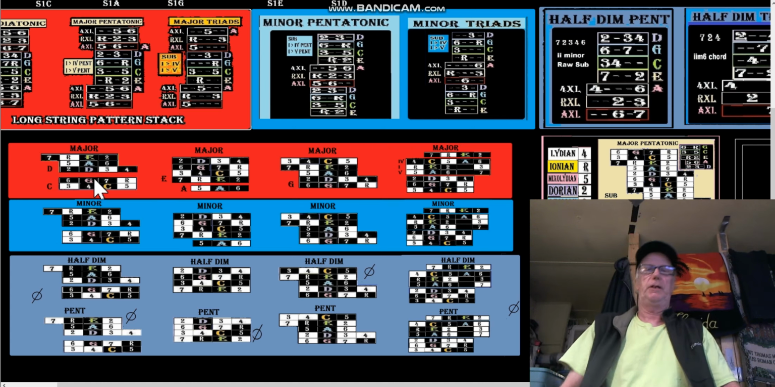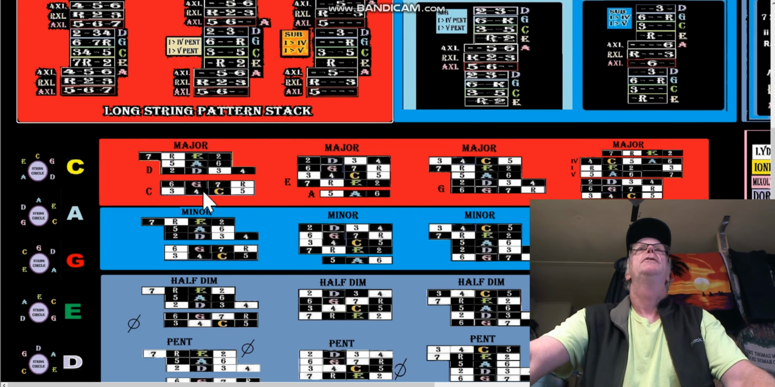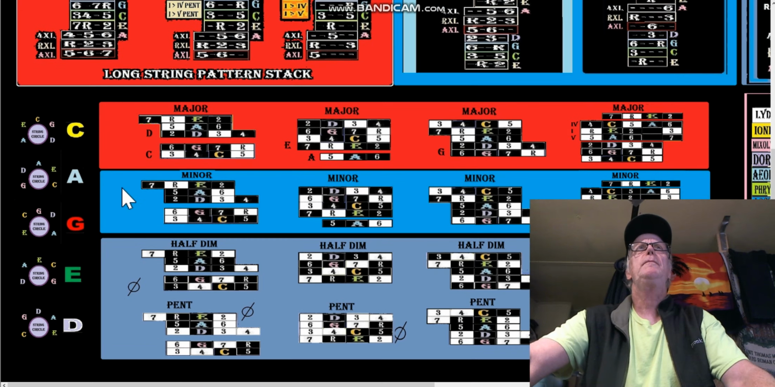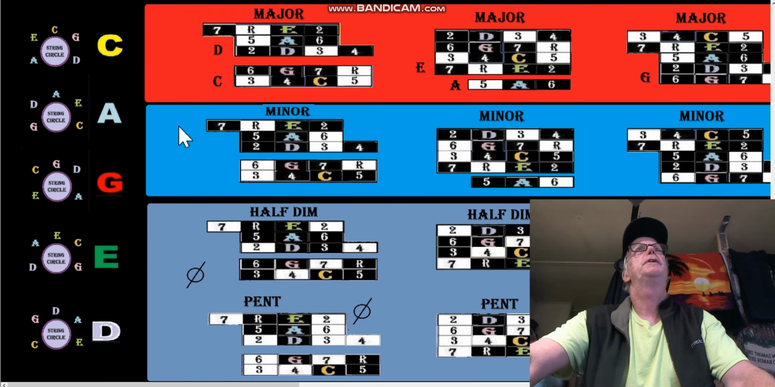Sometimes I'll cut to the chase and go right to the new part of the diagram. So let's look at that. Well, let's look at this little diagram on the side first here.